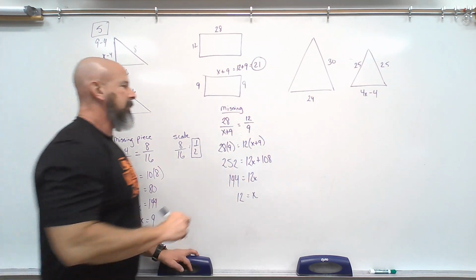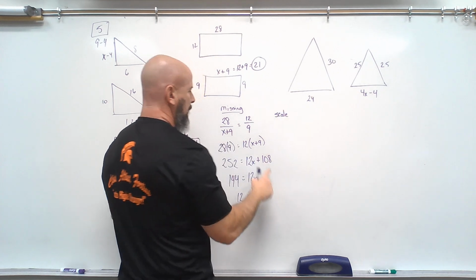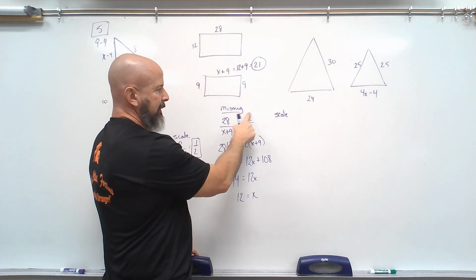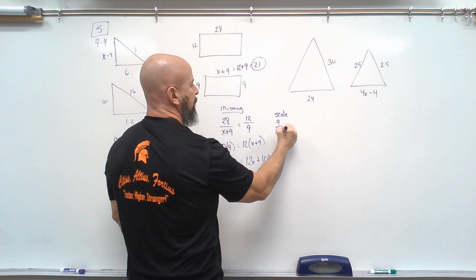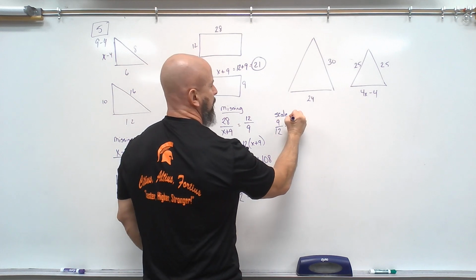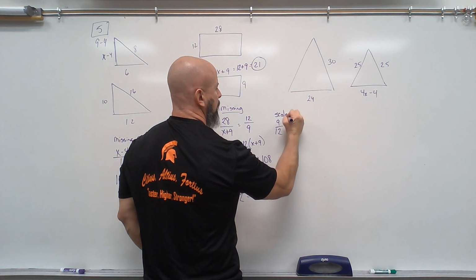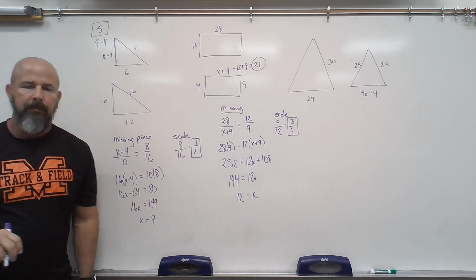Now the scale factor. 12, 9. I'm going to go back to that known fraction. Remember, we want to go small to large. So I'm going to put the 9 on top for my scale factor. 3 go into both those. 3/4 would be that scale factor for small to large.